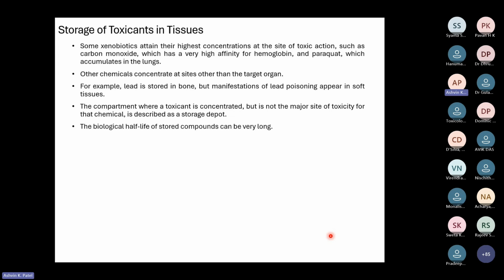Sometimes this is possible. Take the example of lead, which is stored in the bone, but manifestations of lead poisoning appear in the soft tissue. The compartment where a toxicant is concentrated but is not a major site of toxicity for that chemical is described as a storage depot. The biological half-life of the stored compound can be very long. Toxicants in this depot are always in equilibrium with the free fraction in the plasma.